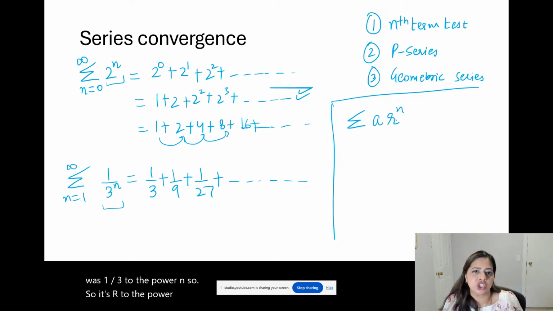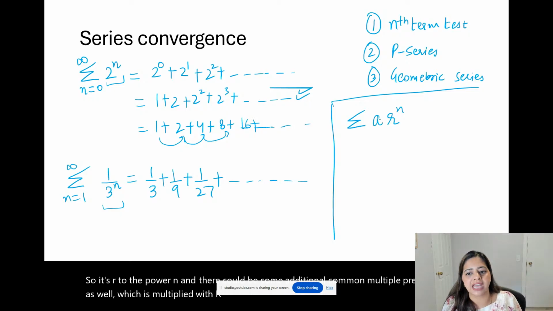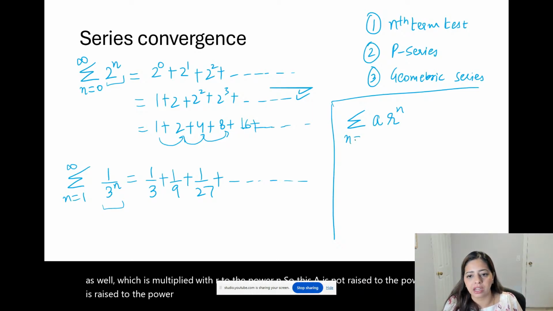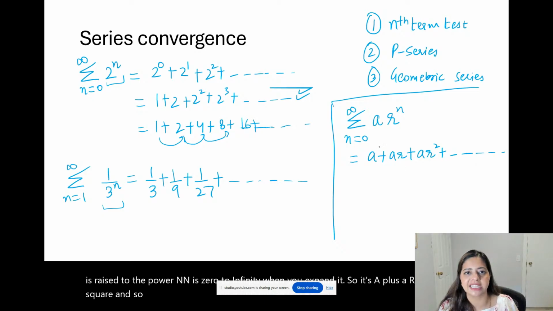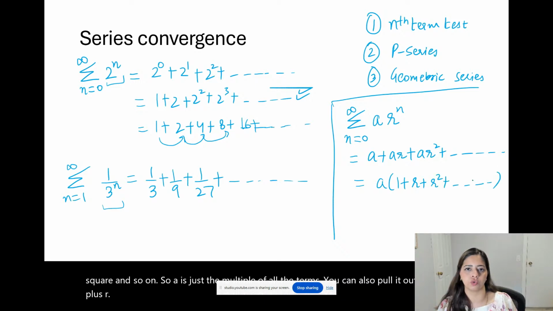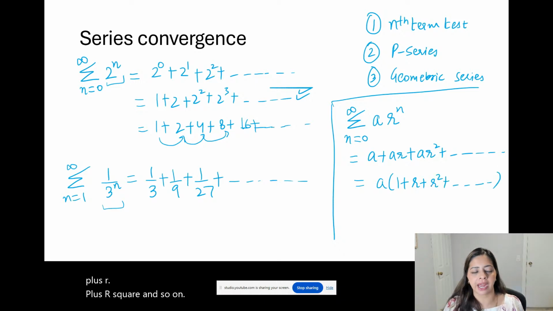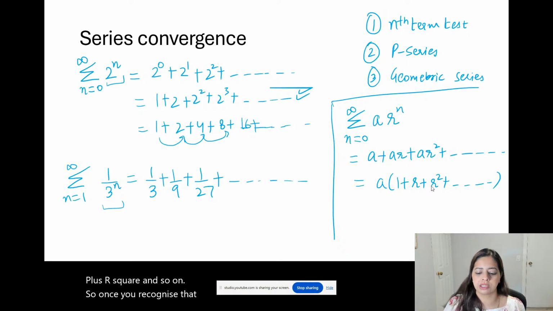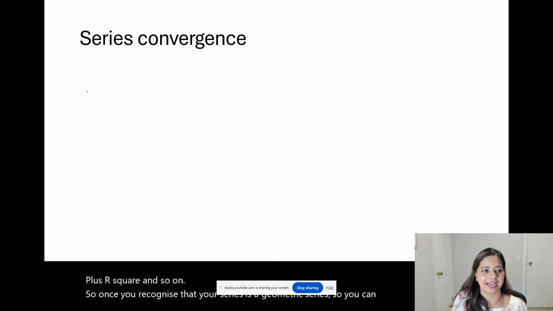And there could be some additional common multiple present there as well, which is multiplied with r to the power n. So this a is not raised to the power n, only r is raised to the power n. n is 0 to infinity. When you expand it, it's a plus ar plus ar squared, and so on. So a is just the multiple of all the terms. You can also pull it out. So it is 1 plus r plus r squared, and so on. So once you recognize that your series is a geometric series, you can apply the geometric series test.